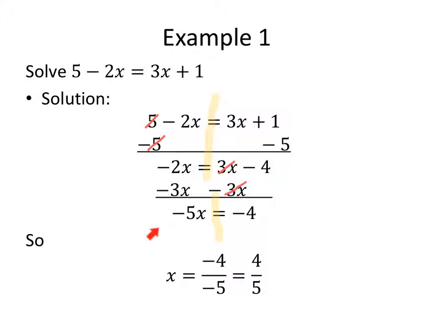To get x by itself using the multiplication principle, I can divide both sides by a negative 5. Negative 4 divided by a negative 5 is a positive 4/5. So in the first two steps, we use the addition property, even though we were subtracting. And in the last step, we used the multiplication property of equality to get the variable by itself.